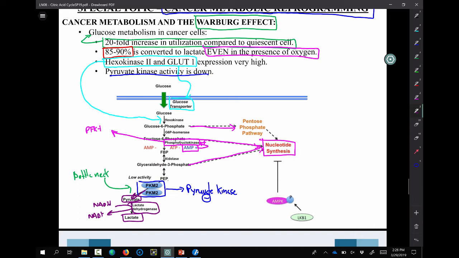Now, what's also interesting about this is that not a lot of this pyruvate is getting into the mitochondria and being used in the process of the citric acid cycle. We'll talk about that in our next slide, but that would be the implications of this. Questions on this? Yes?